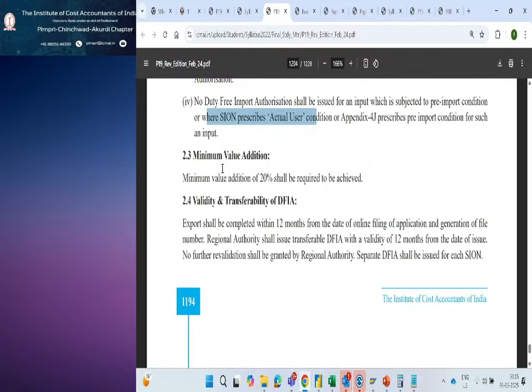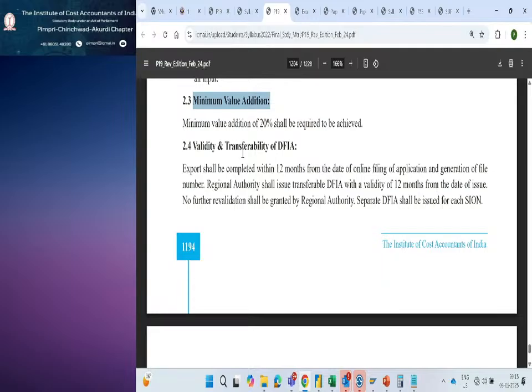You can write it in a simple way: no duty free import authorization where there is no SION. That is, if standard input output norms are not there, then you will not be eligible to get the license. The minimum value addition: there we have seen 15% and here it is 20% you need to achieve.